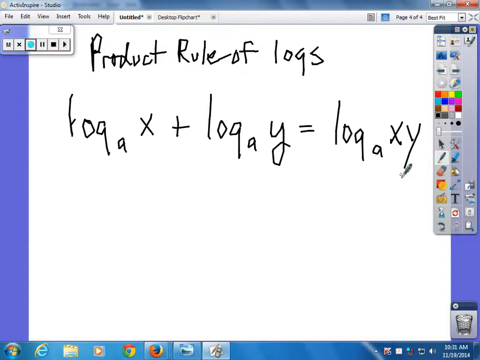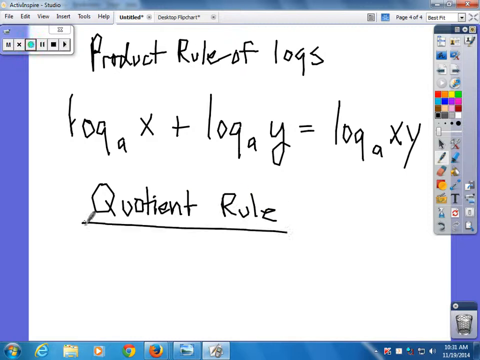Can I be in charge for a while? What's the next one going to be called? Quotient rule. And I'm not going to put for logs, I'm just going to put quotient rule. Now what do you think the quotient rule is going to say? Subtract. But tell me. Just put it in the form of this and tell me what it would say.